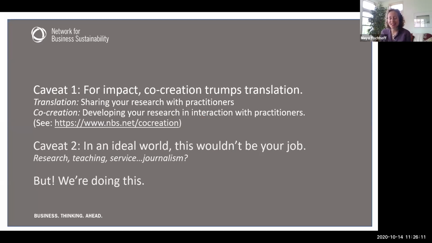Okay, these are my caveats. As Garima can testify, I tend to be a bit of a pessimist, so I like to start with some qualifications. The first one, as pretty much everybody on this webinar has said, and as the people who answered the survey the organizers circulated also said, is that co-creation is where you want to place your efforts for maximum impact.